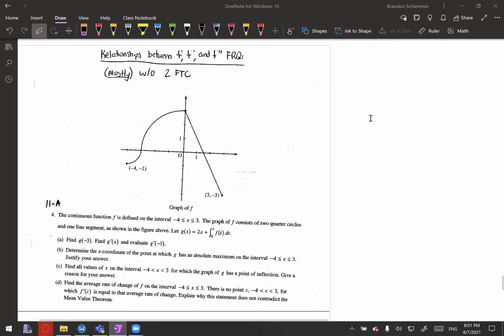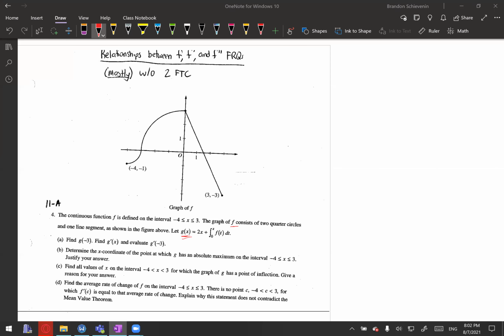So for this first one, we have this function that we know is continuous from x equals -4 to x equals 3, both endpoints included. The graph consists of 2 quarter circles and 1 line segment shown here. And then we also have a different function. So our graph is f, but this other function is g, which is 2x plus the integral of f from 0 to whatever x is. Okay, the first thing they want us to do is to find g at -3.